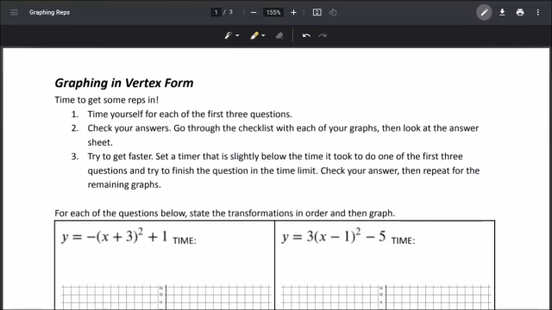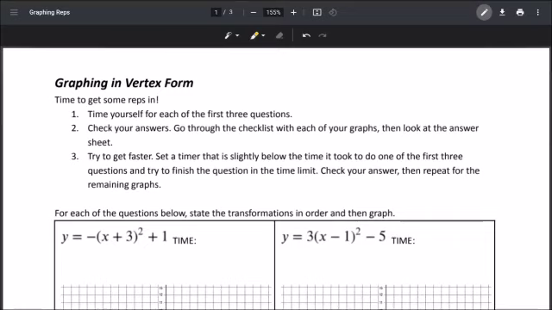I'm going to run through the first one, and then I'm going to talk about how you would mark it on your own. So if you want to skip to that part of the video, I'm going to put the link in the description box below. And then you're going to try to get faster. So once you've done the 3 and you know how long it takes you, you're going to try to do it a little bit faster.